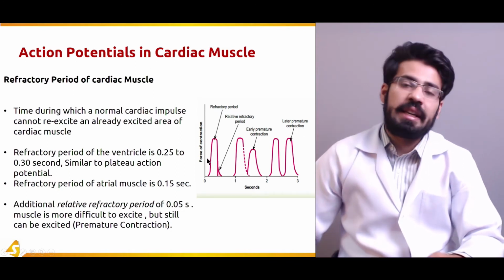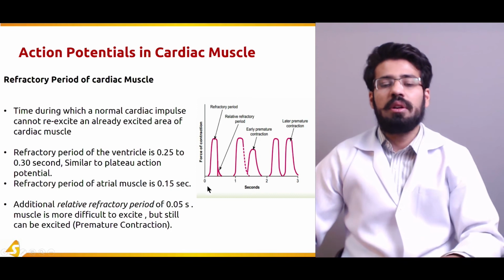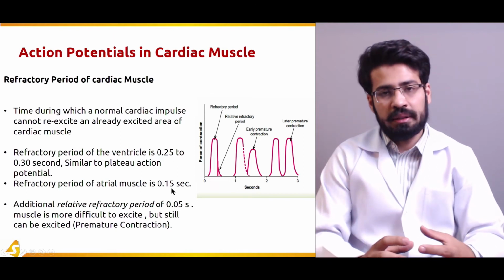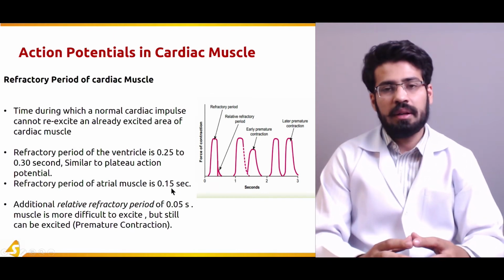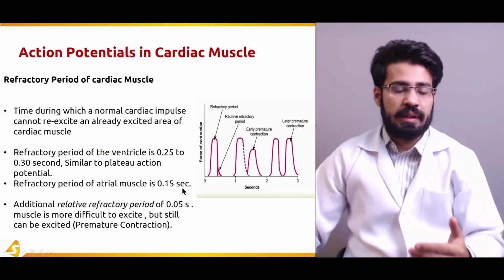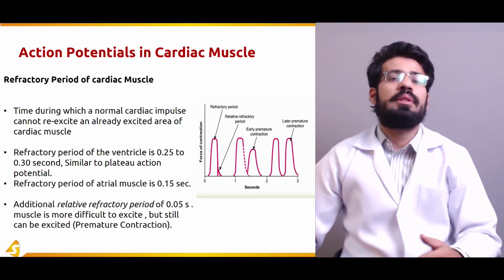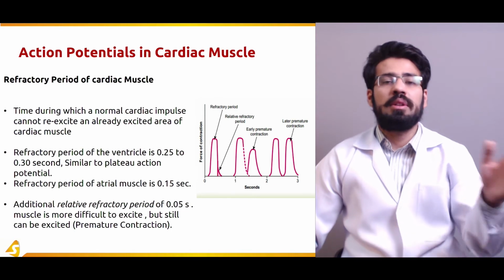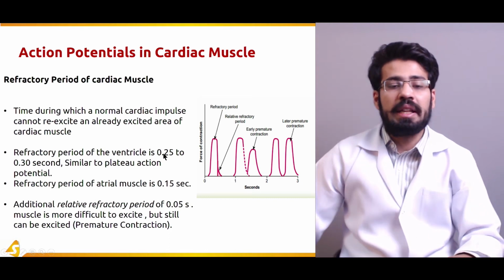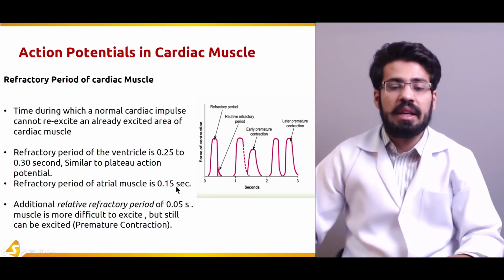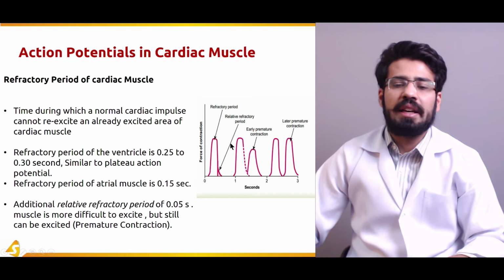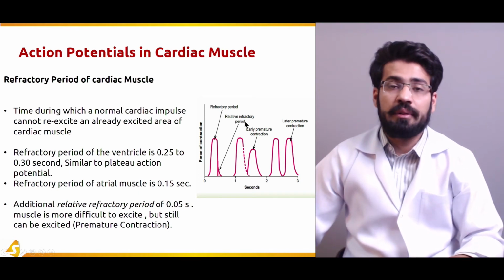In the case of the atria, the refractory period is much shorter, that is 0.15 seconds, because the volume of the atria is much smaller than the ventricle, and the atria has to send blood only to the neighboring ventricle, as compared to the ventricle, which sends blood towards the lungs and the whole body. So the refractory period of the ventricle is much longer than that of the atria, which is 0.15 seconds. Now, this particular figure, this very small p, explains the relative refractory period.